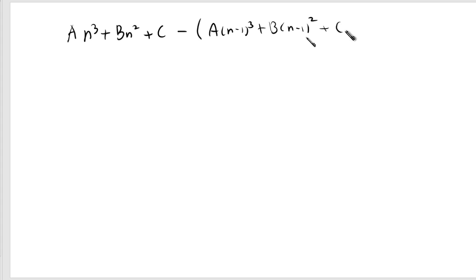Okay, so here's what I want. I want a times n cubed plus b times n squared plus c times n, minus a times n minus 1 cubed plus b times n minus 1 squared plus c times n minus 1. That has to be n squared.